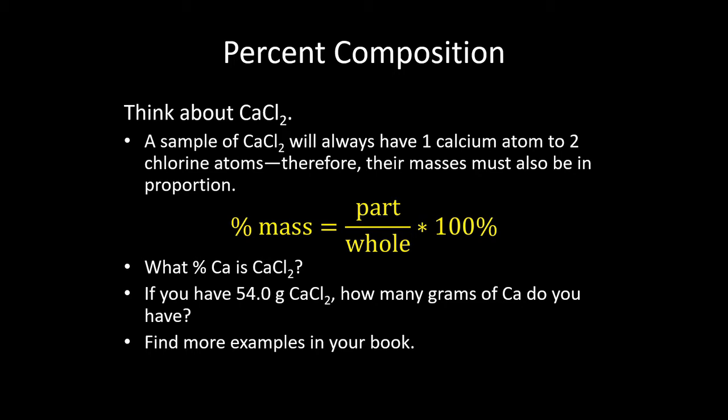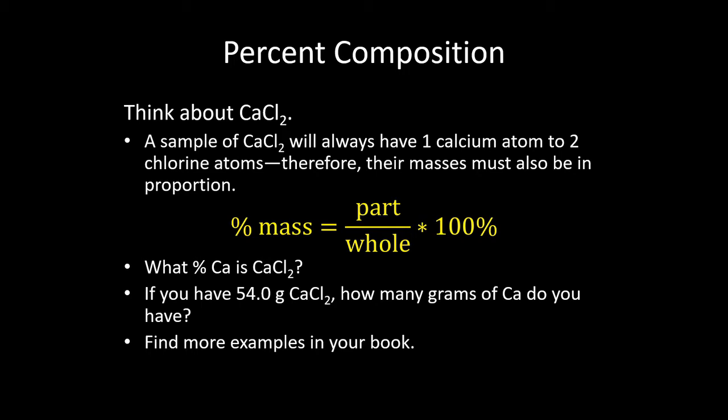So if, for example here, we're thinking about calcium chloride, a sample of calcium chloride will always have one calcium atom for every 2 chlorine atoms. And that is by definition. If you don't have that ratio of 1 to 2, then you don't have calcium chloride, because calcium chloride is 1 calcium for every 2 chlorines.